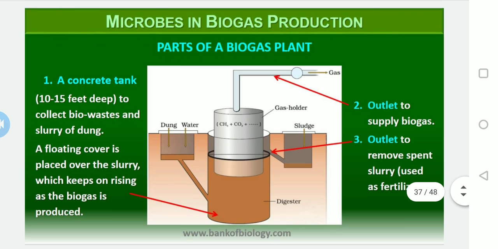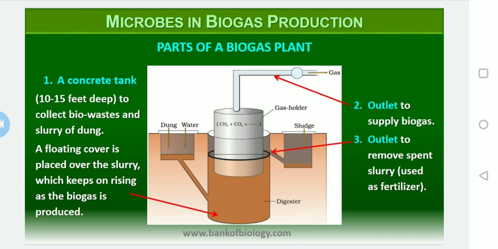So this is actually the structure of a biogas plant, how it looks exactly. The biogas plant consists of a concrete tank about 10 to 15 feet deep, in which biowaste is collected and a slurry of dung is fed. Then a floating cover is placed over the slurry, which keeps rising as gas is produced in the tank due to microbial activity, that is, methanogens.